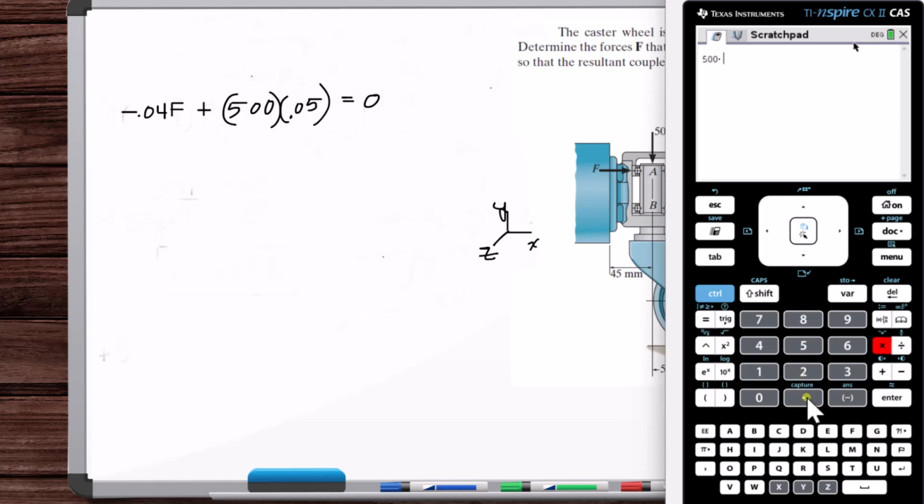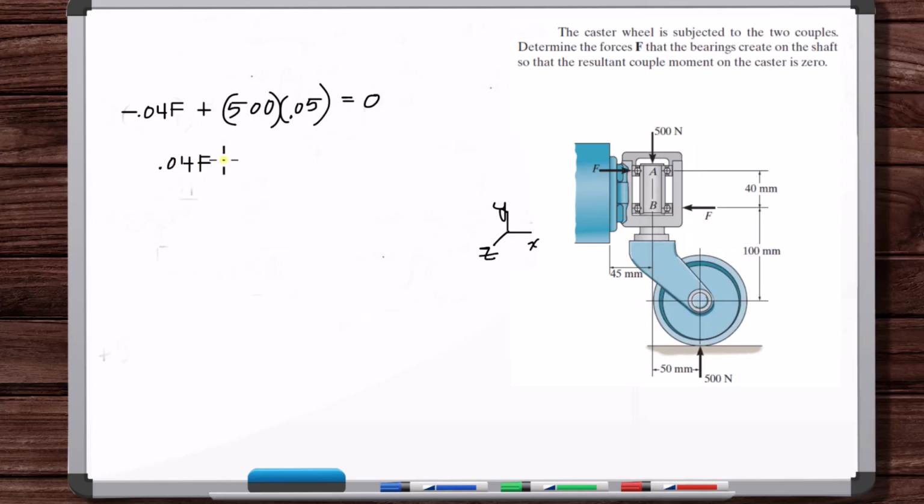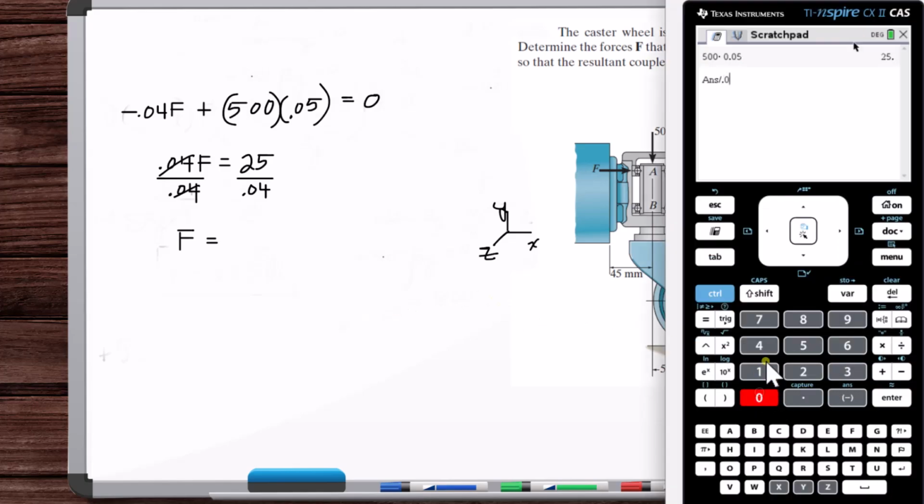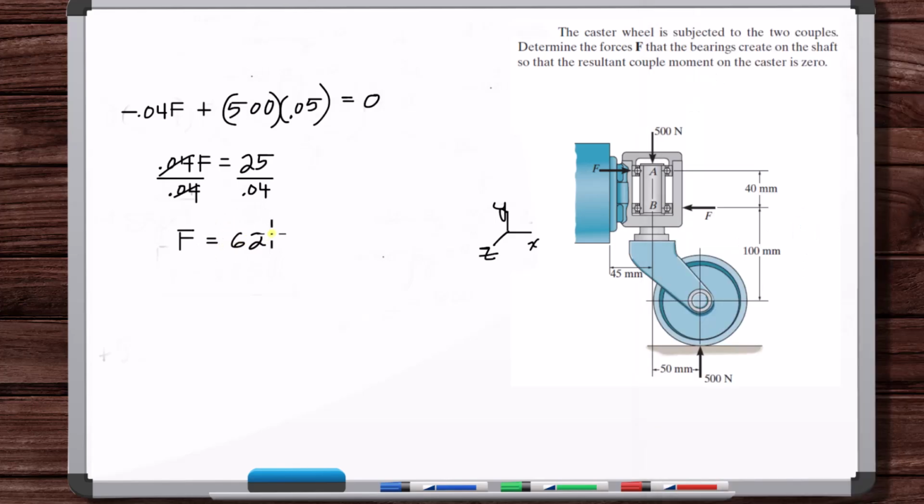F equals 625 newtons. And that's the answer. If these forces are 625 newtons, then the net couple moment from this couple and this couple is zero. And it's that simple. It's that easy. Couple moments are easy to work with.